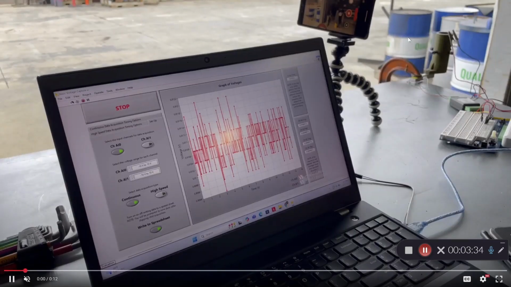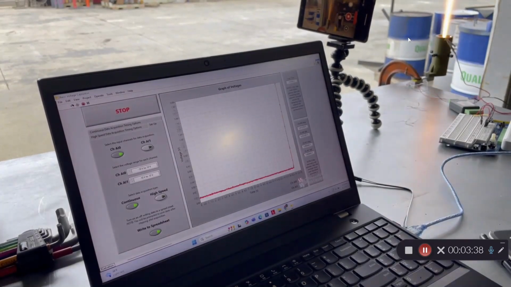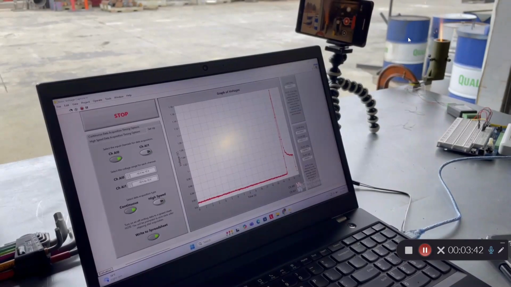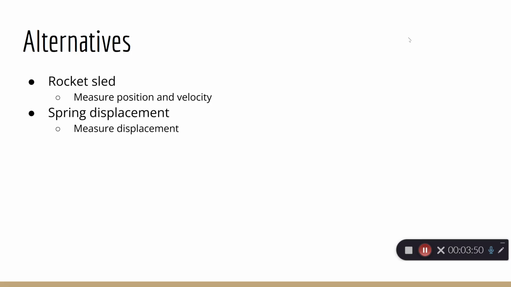So here's an example of how we measured a motor as it tested. You can see as it fires, there's the initial spike in voltage, and then it continues throughout the sustainer. And so we're able to take that voltage and then use a linear fit to compute the thrust.